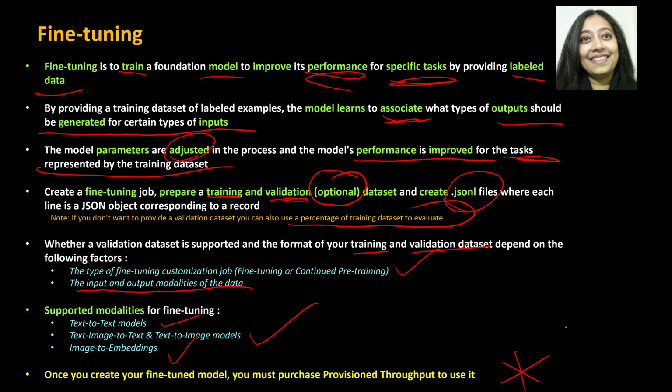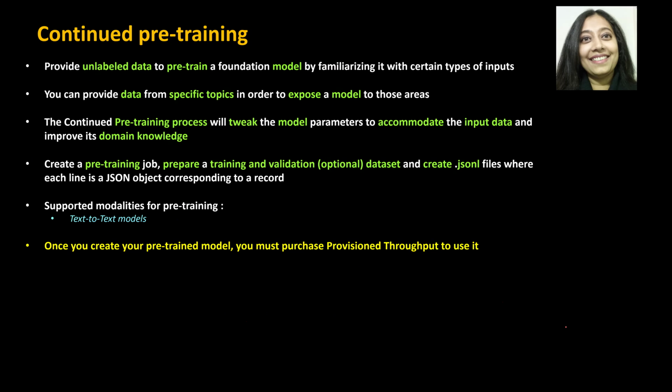Now let us go ahead and look at the last technique, which is continued pre-training. In continued pre-training, you provide unlabeled data. So in the previous two techniques, we provided labeled data. Here you provide unlabeled data to pre-train a foundation model, familiarizing it with certain types of inputs. You can provide data for specific topics in order to expose the model to those areas. Now, the continued pre-training process will tweak the model parameters to accommodate input data and to improve its domain knowledge.